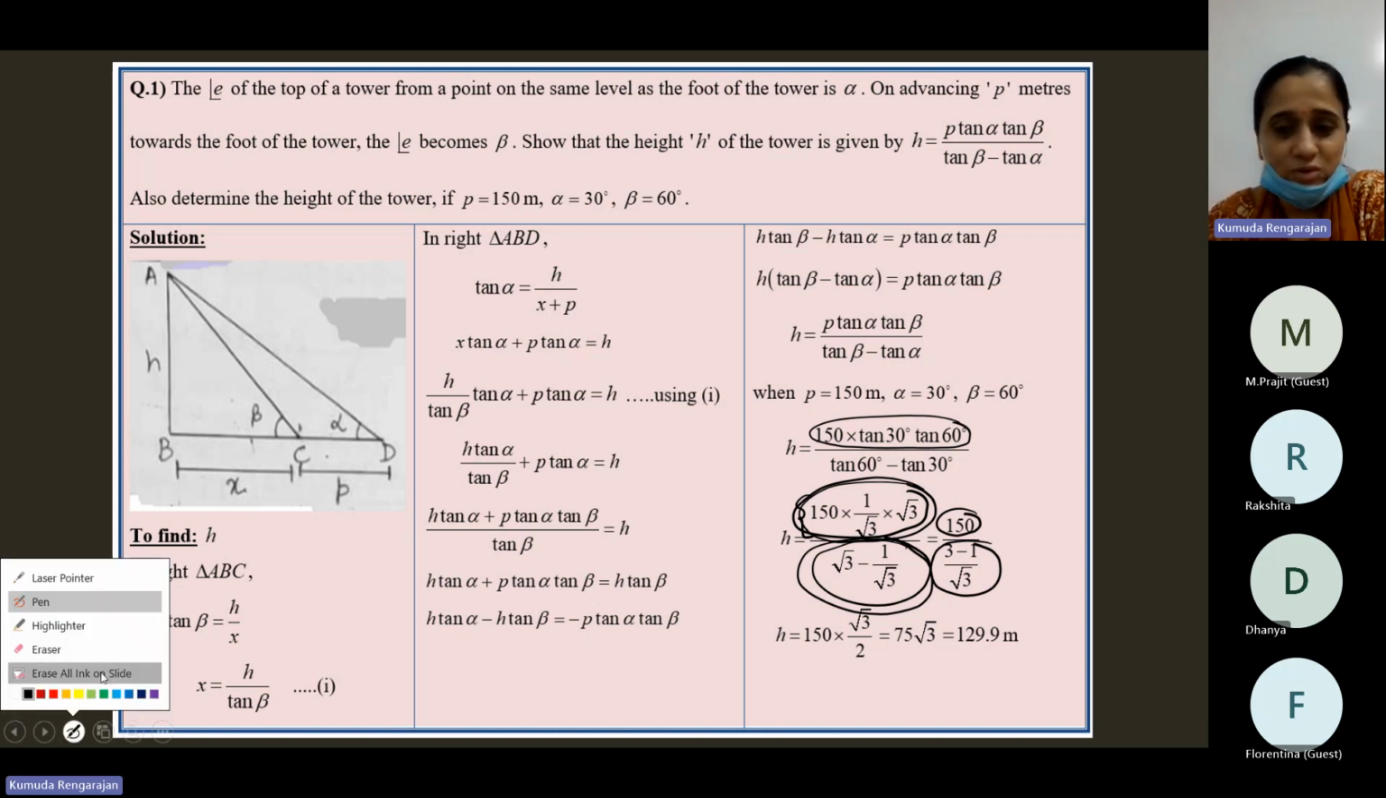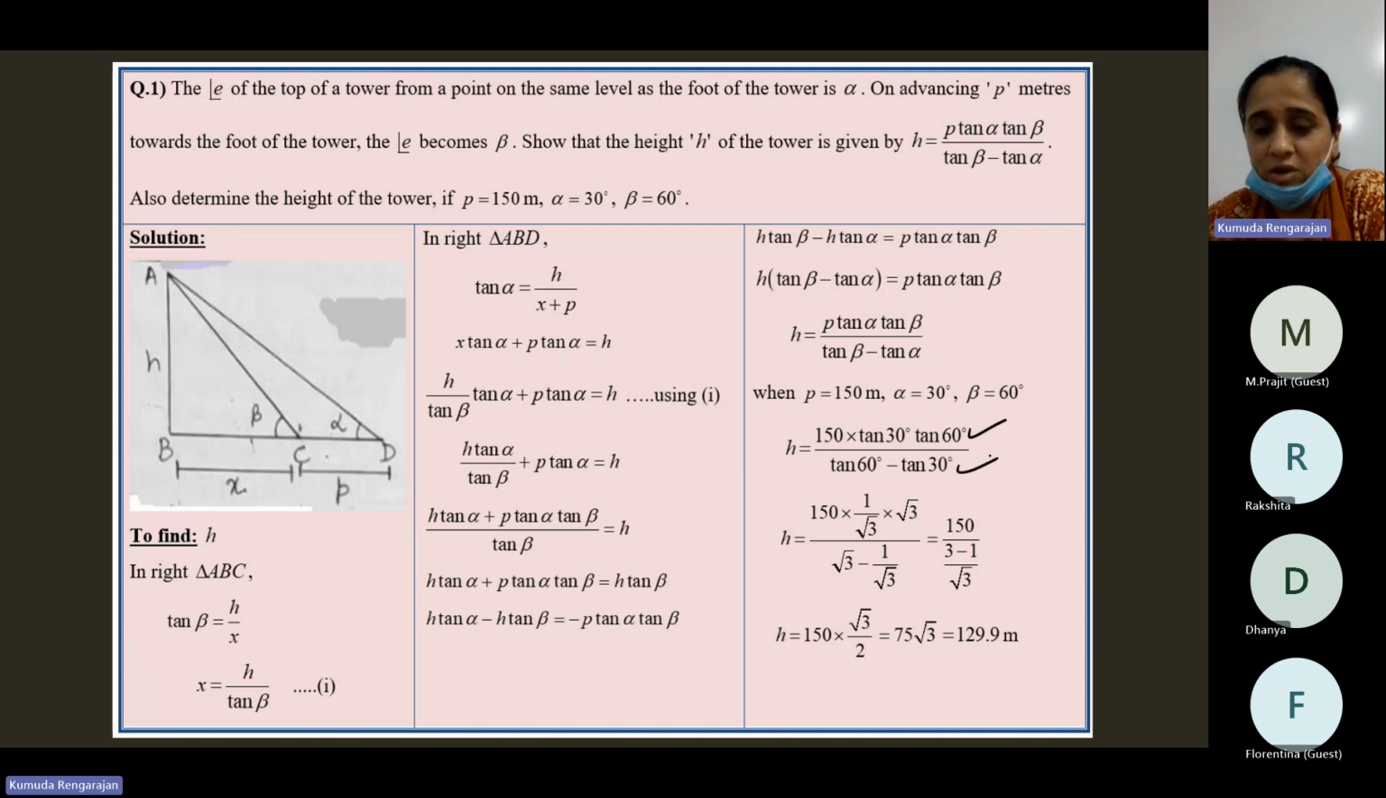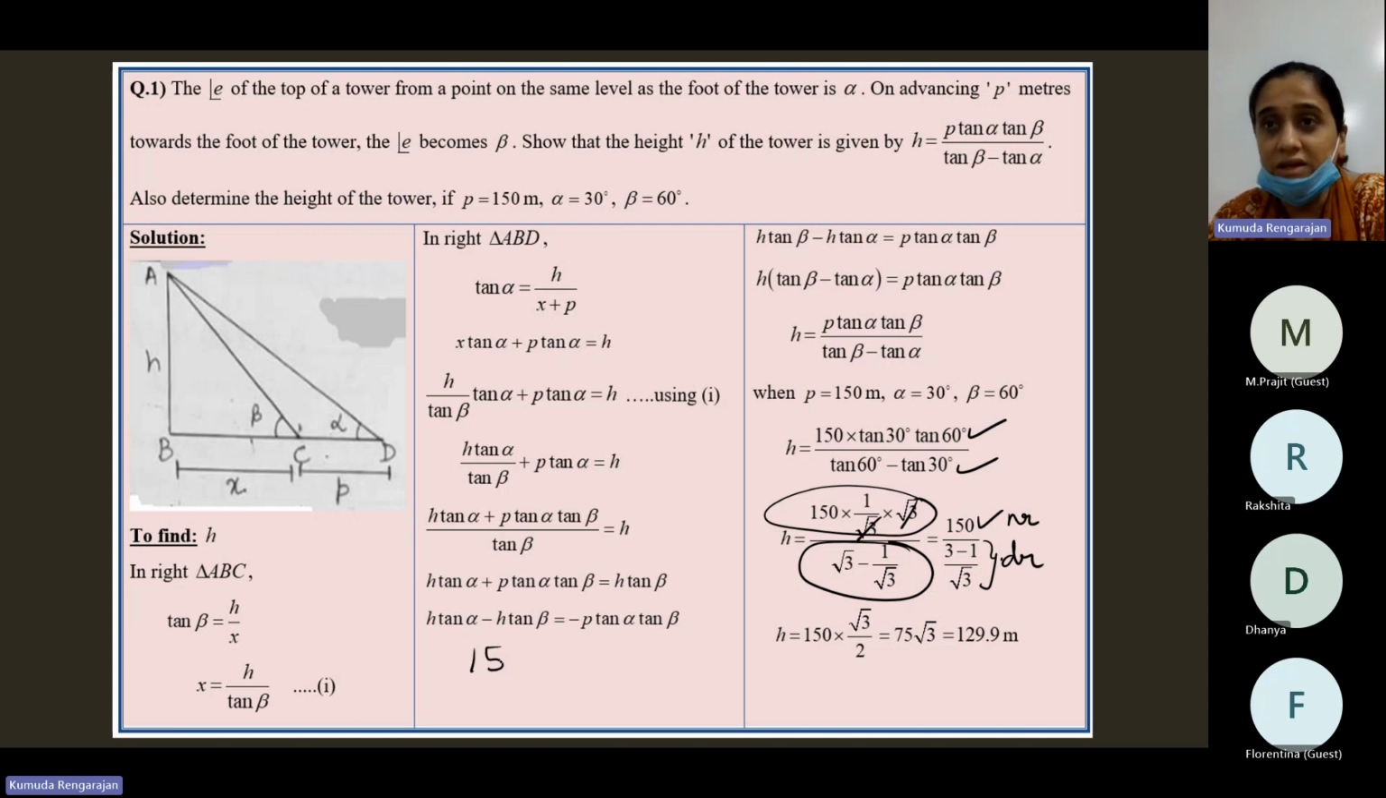See, I'll show you again. This is the numerator, this is the denominator. On substituting, root 3 cancels, so this is the numerator now. And here, on taking the LCM, root 3 is a common denominator, so you will get 3 minus 1. Now this whole thing is the denominator. So it is 150 divided by 2 by root 3, so it will become 150 into root 3 by 2. Correct?